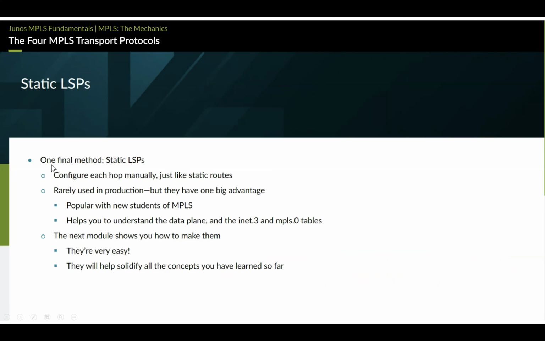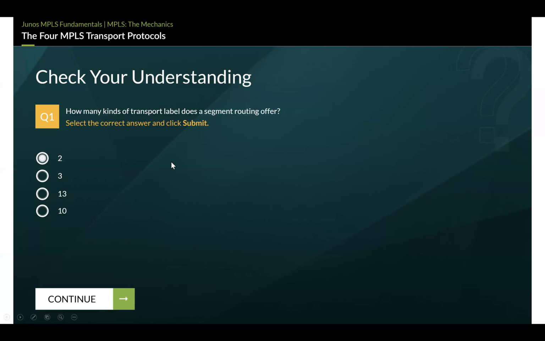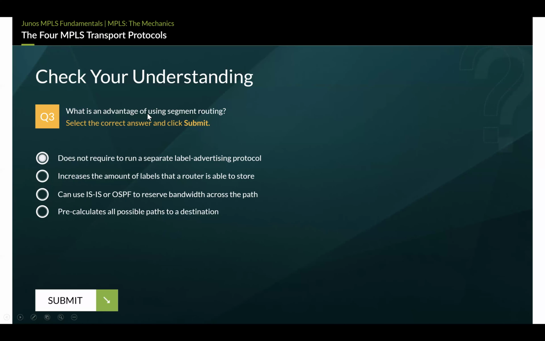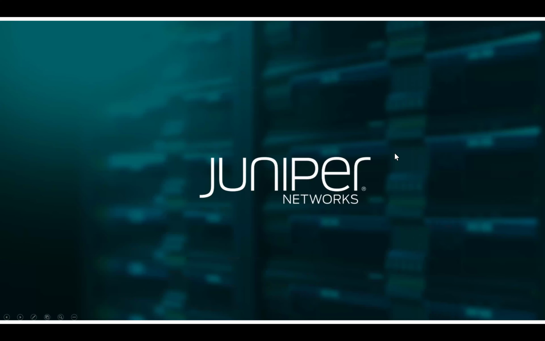Static LSP. One fallback method is static LSP. You can configure static LSP on your ingress or egress router, but it's rarely used in production. Static is more complex, like static routing. How many kinds of transport label does segment routing offer? There are 2. What are the advantages of RSVP? Very fast protection from failure and automatic discovery of better paths in the network. What is an advantage of using segment routing? It does not require running a separate label advertising protocol.